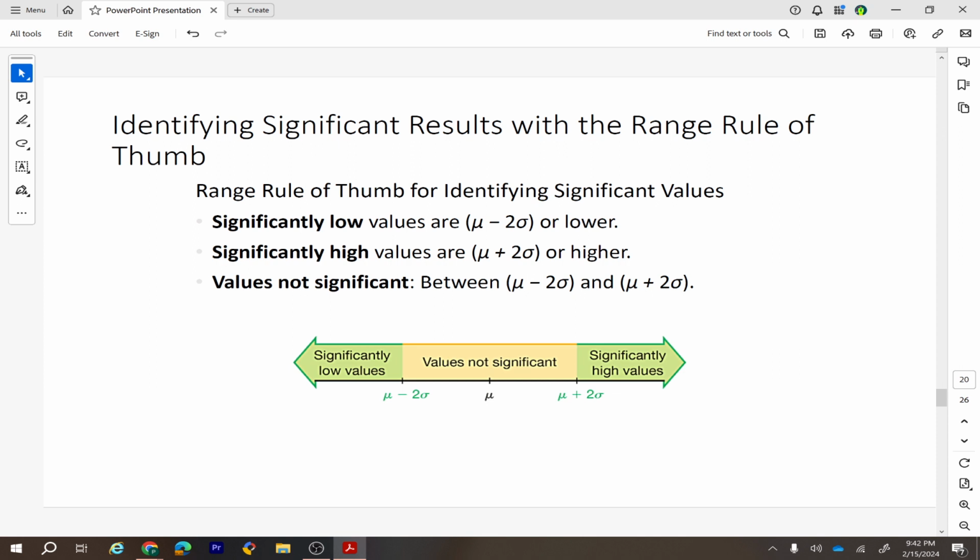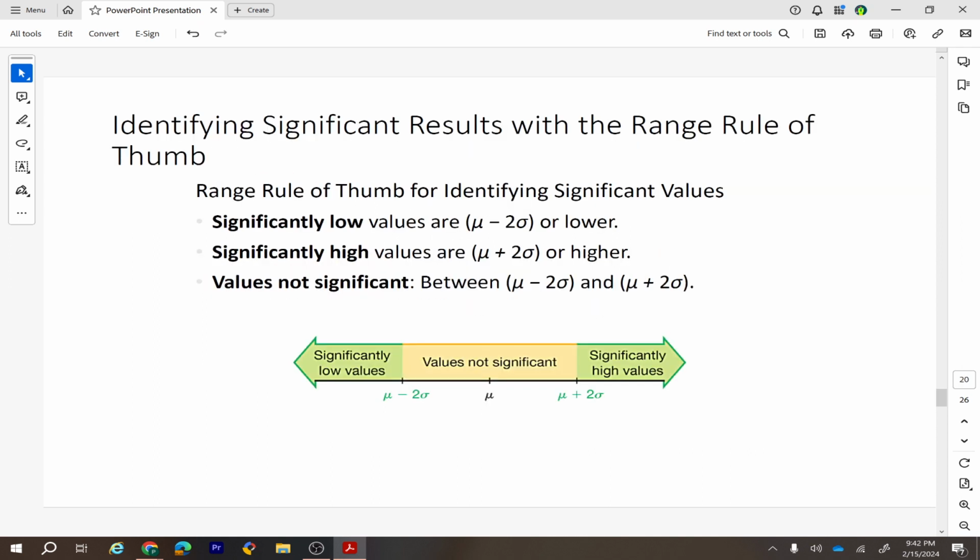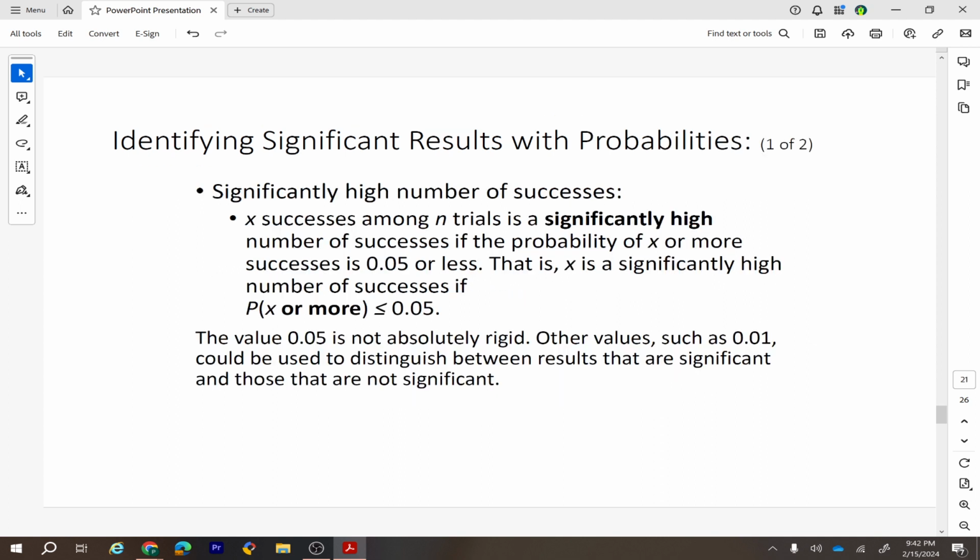After finding values like the mean and standard deviation using these formulas, we know that, let's say this is your center, which is the mean. Any value which is more than 2 standard deviations above the mean is called a significantly high value, and any value less than 2 standard deviations below the mean is called a significantly low value.